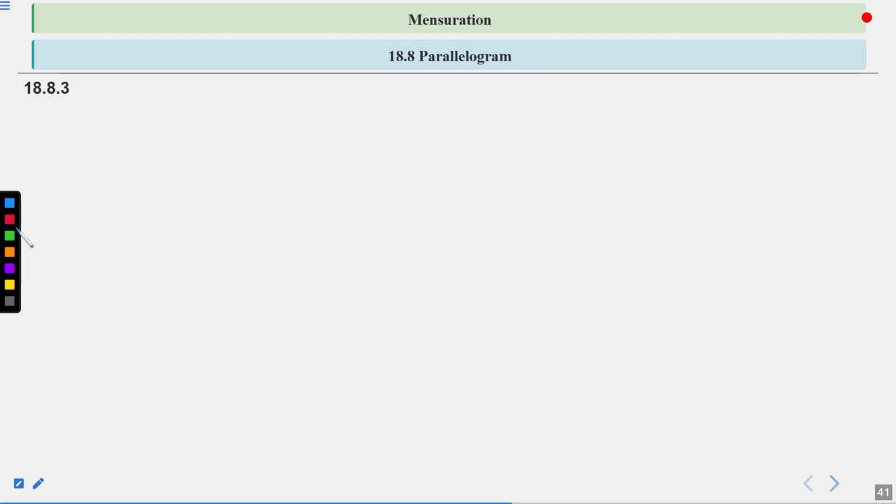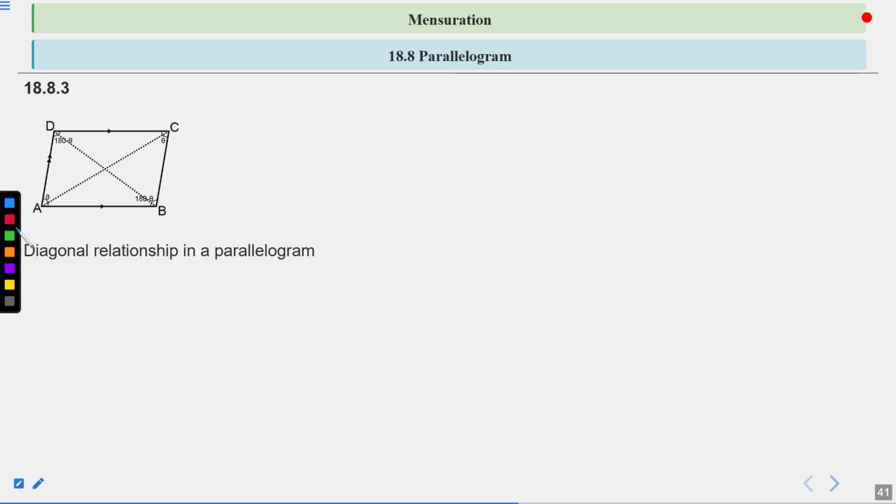Next one, 18.8.3. This is the diagram of a parallelogram. We can say the diagonal relationship in a parallelogram: diagonal AC square plus BD square equals 2 times of a square plus b square. A represents the length of AB and b represents the length of BC. So the diagonal relation in a parallelogram becomes AC square plus BD square equals 2 times of a square plus b square.